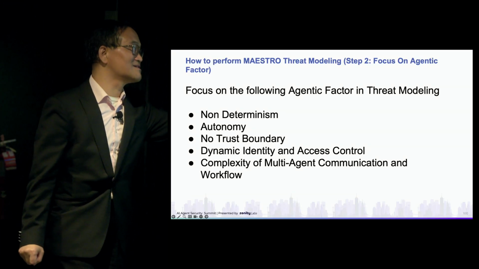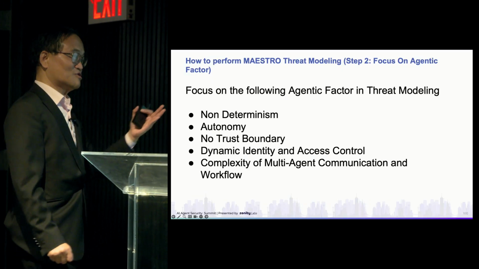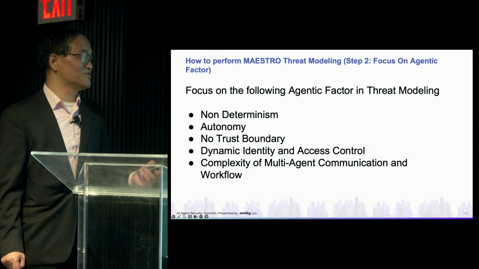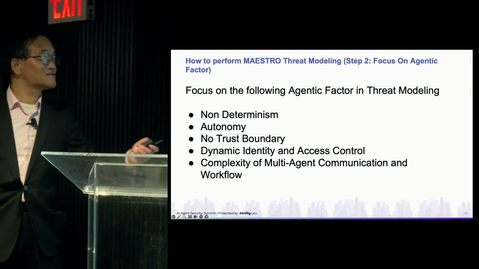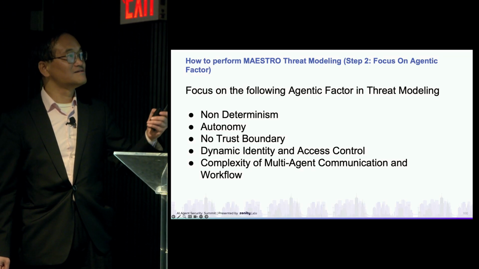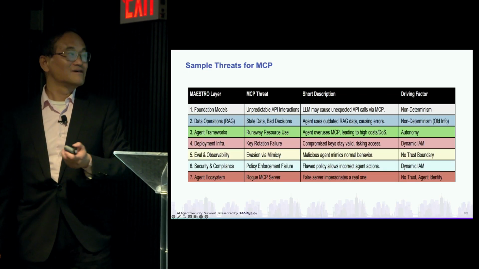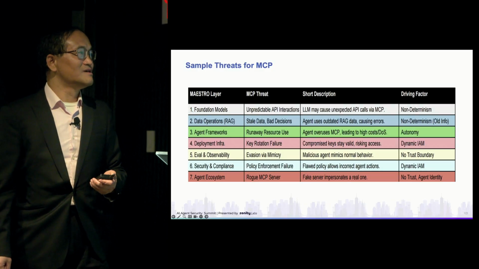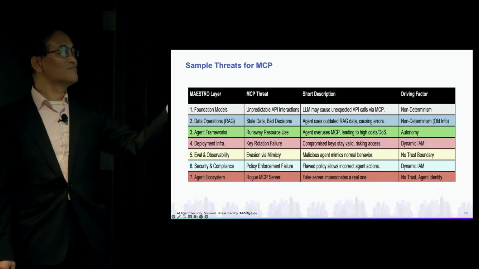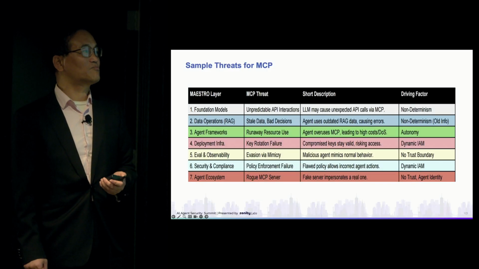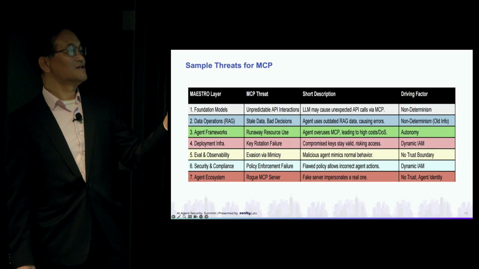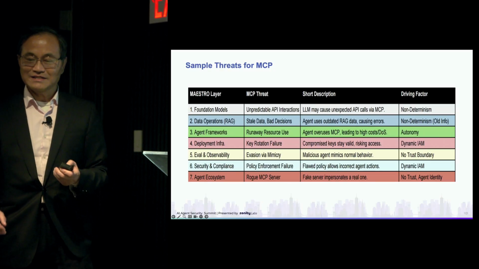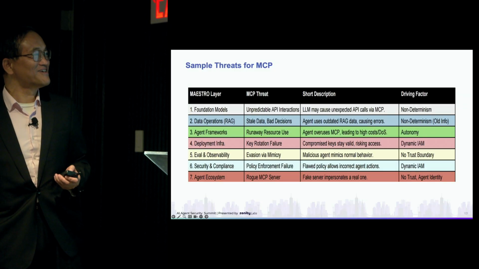You can have non-determinism, autonomy, non-trust boundary, which I'm talking about, dynamic identity and access control, right? And all of this is one example. For MCP, one example is, first, it may cause unexpected API calls. Second, it's using poisoned or outdated data. I will skip the rest because there's not enough time.